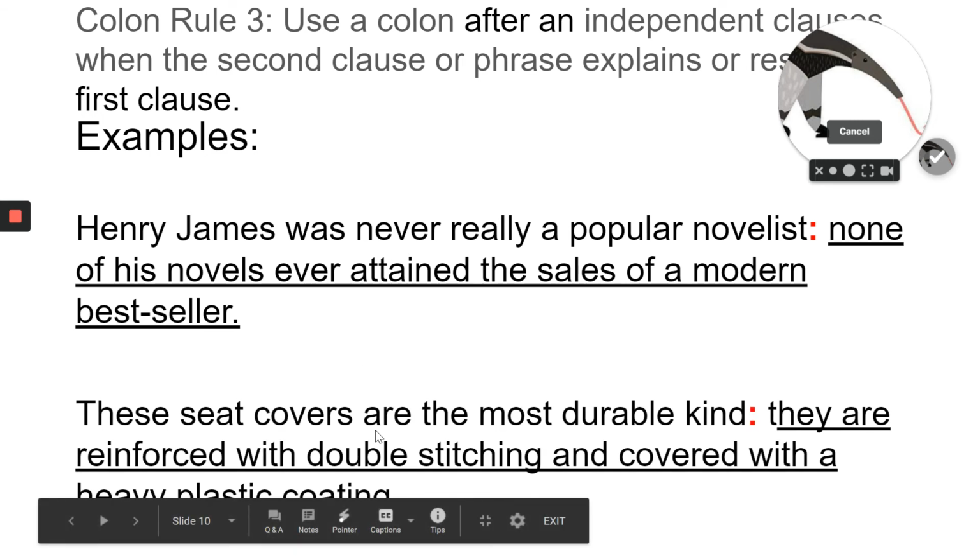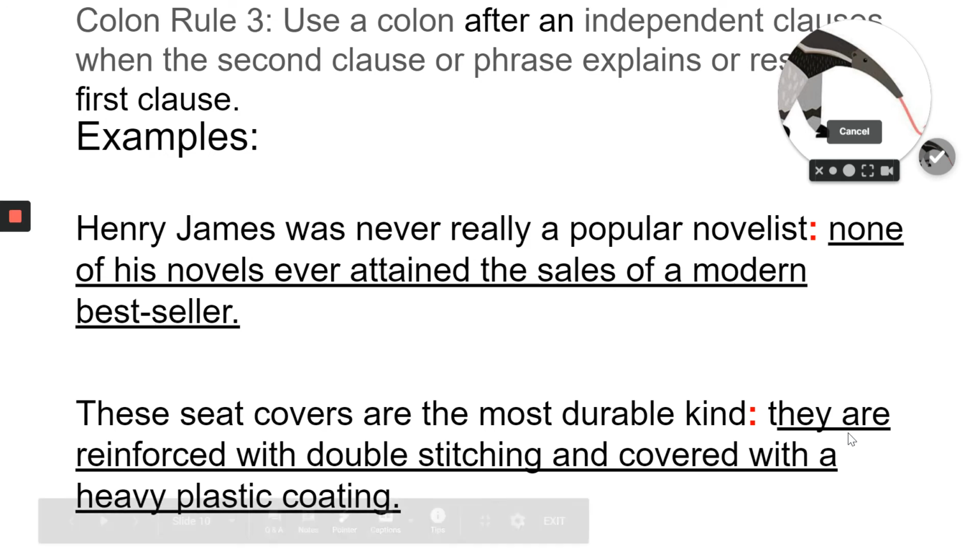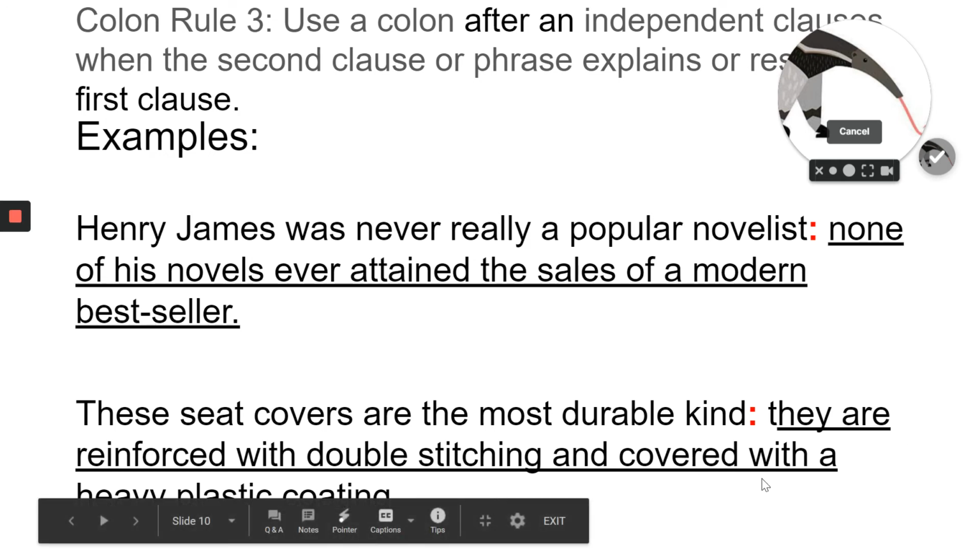These seat covers are the most durable kind, colon after the complete sentence. What do you mean, the most durable kind? Well, they are reinforced with a double stitching and covered with a heavy plastic coating. See how that kind of answers that?